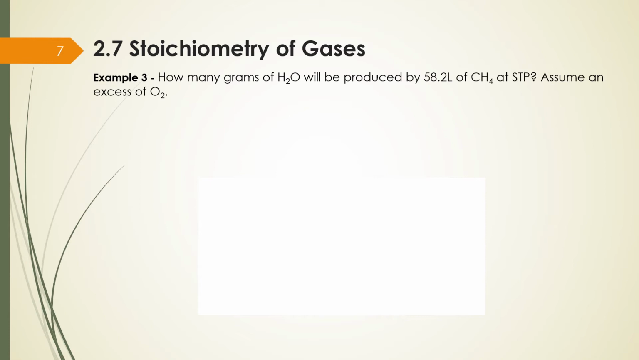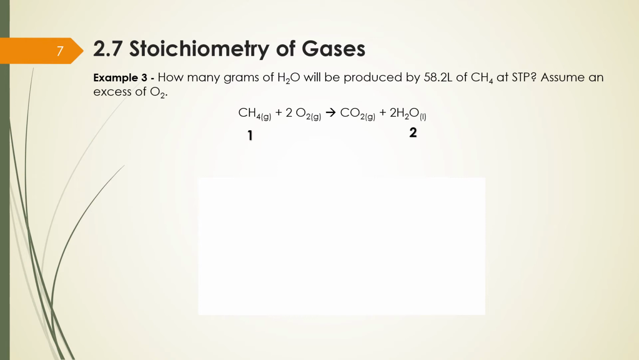So how many grams of H2O water will be produced by 58.2 liters of CH4 at SATP, assuming excess of O2? So here is my equation. Okay, so I give you already balanced, so I don't need to worry about balancing right now because I want you to focus on the calculation. So here, when I have methane with oxygen, I form carbon dioxide and water. It's a chemical reaction of combustion. So the coefficients, first step. So 1 methane, 2 waters.